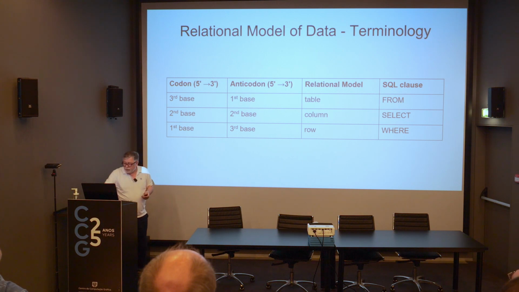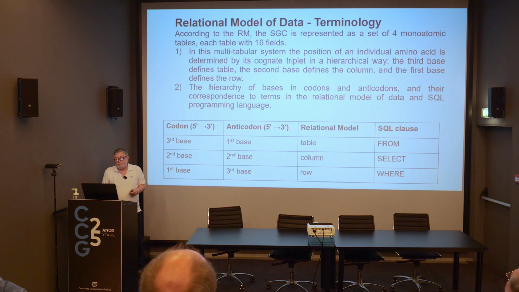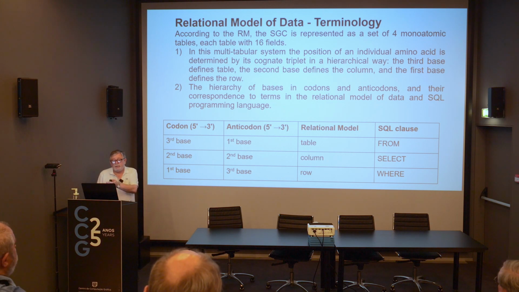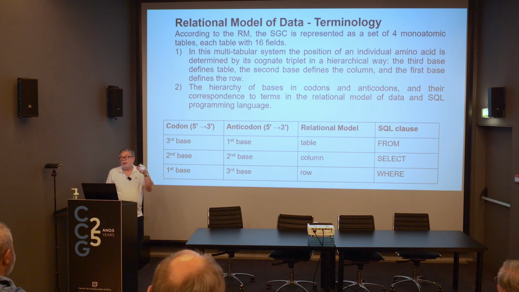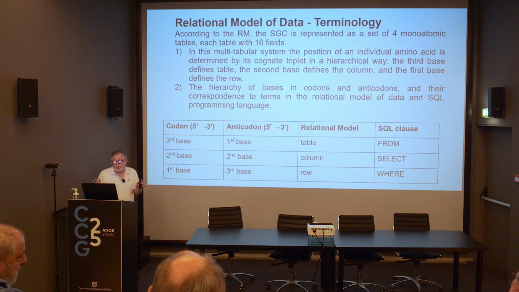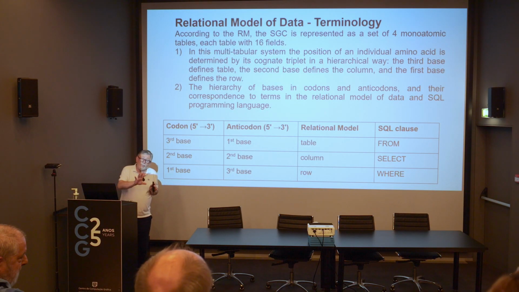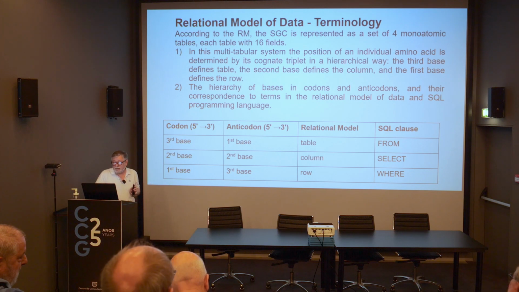In the end, we have first base represents row, second base column, third and first base table, and we have where, select, and from in SQL. So the position of each amino acid is well defined in each of 16 boxes. Some boxes have more than one, of course.